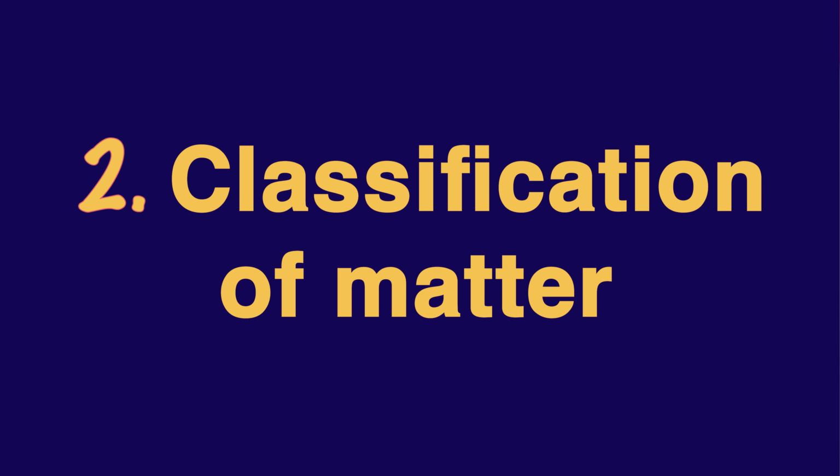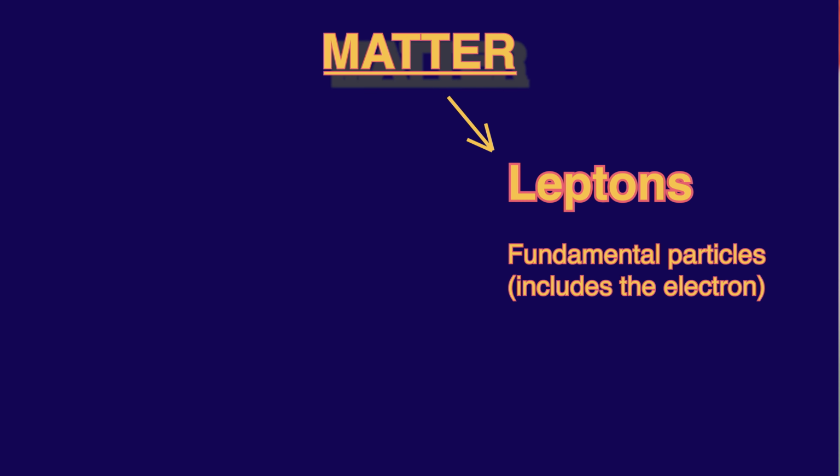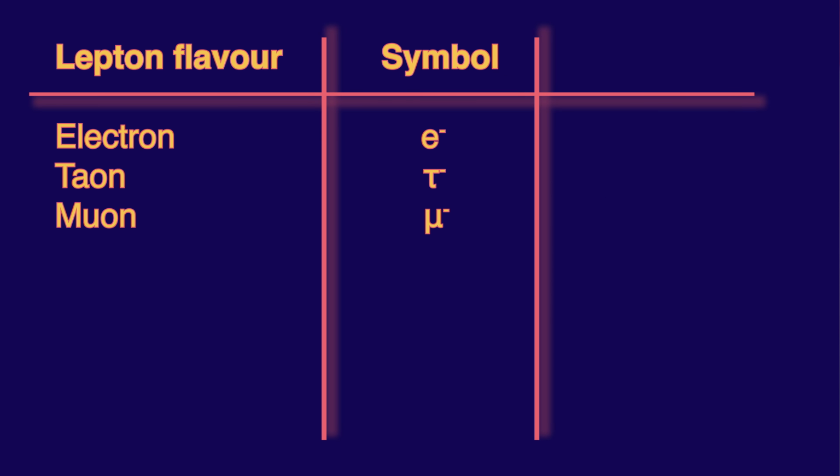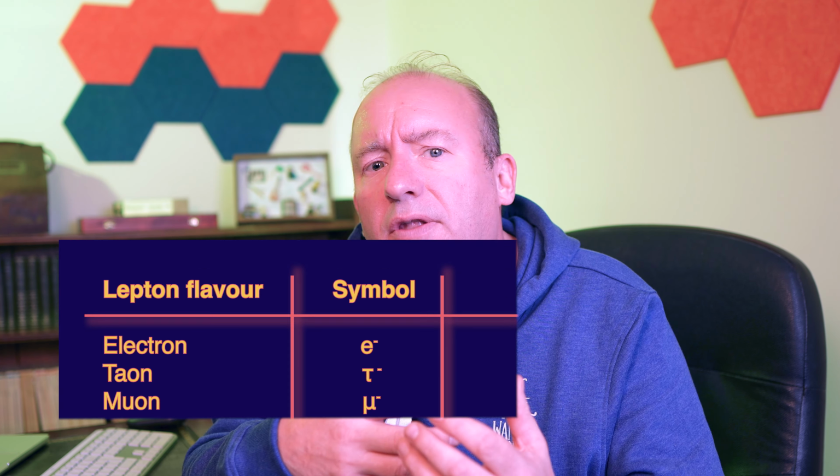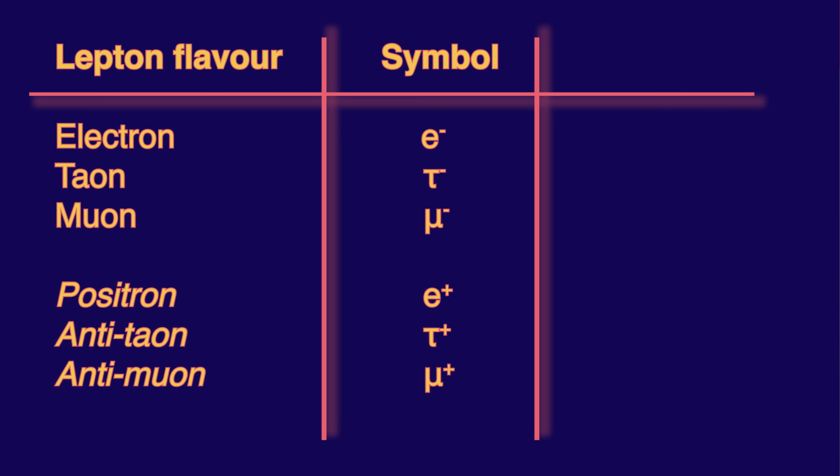Right, with that bit of vocabulary out of the way, let's take a look at the classification of matter. And just to be clear, by matter, I mean stuff which exists in space and time and has mass. We are already familiar with an electron. An electron is part of a group of particles called leptons. Leptons are fundamental, and here are 3 that you need to know. Note that they are all negative, and we have the electron, the tauon, and the muon. These 3 particles also have associated antiparticles, which are positive.